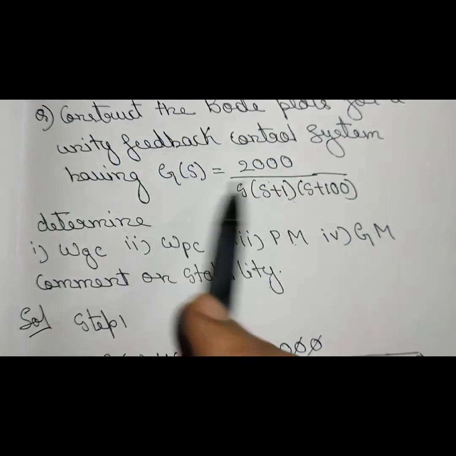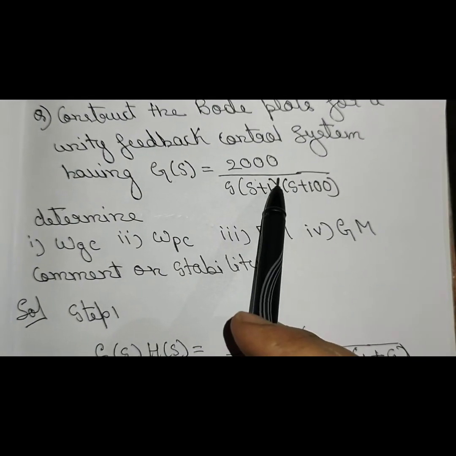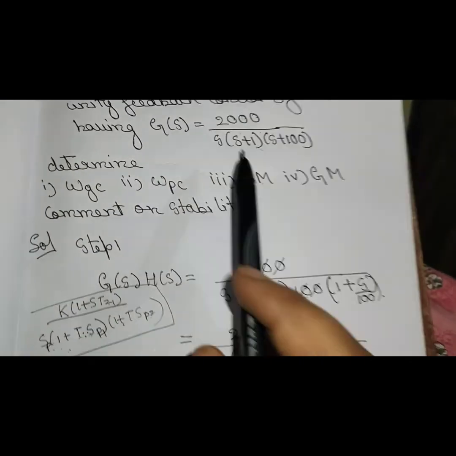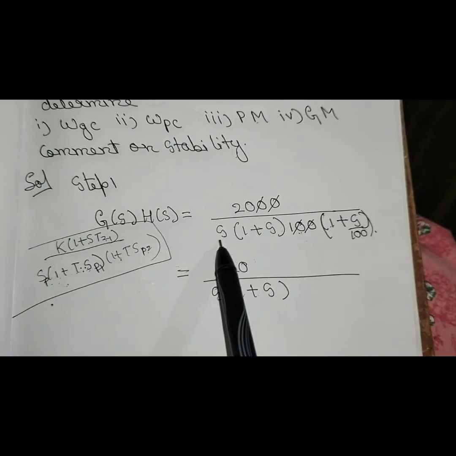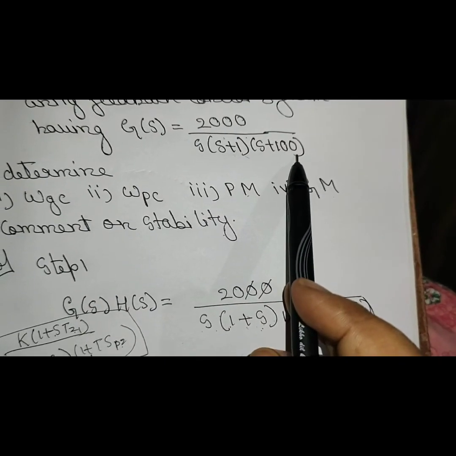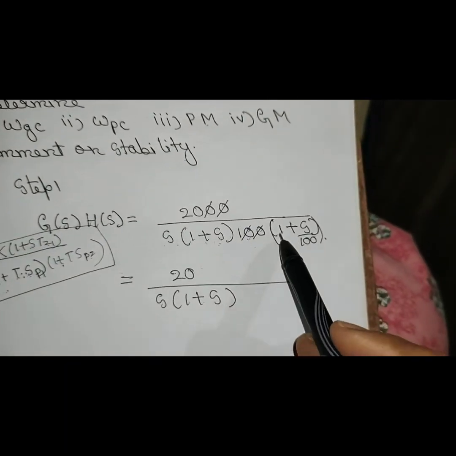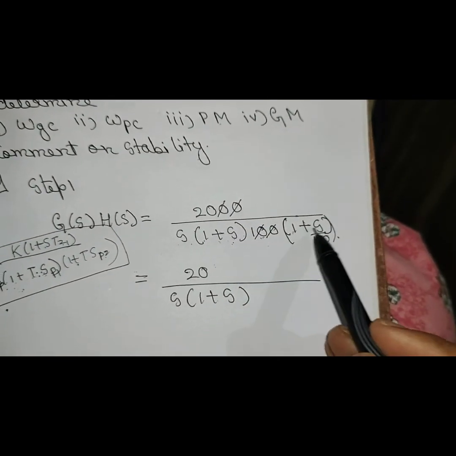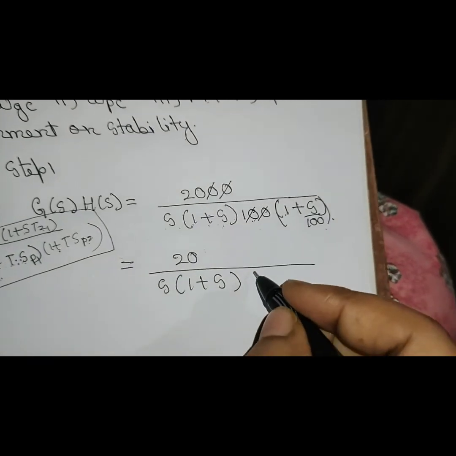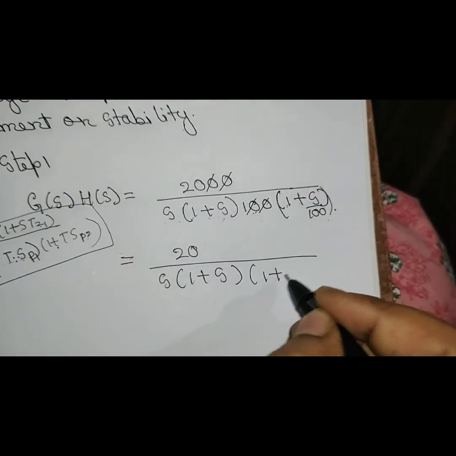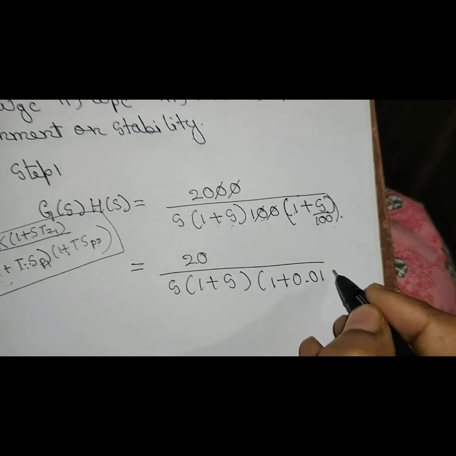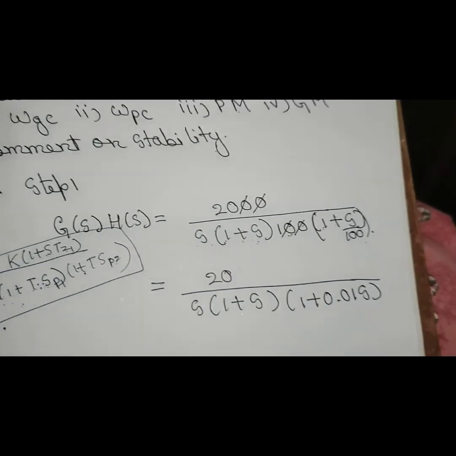So in the equation what they have given in the G(s) equation, it is not in the standard form. If it is in the standard form, no need to convert. If it is not there, then you need to convert like this. Here s plus 100, we want 1 plus Ts. So we need to take 100 as common, 1 plus s divided by 100. So what you will get, 1 plus 0.01 s. This is step 1.